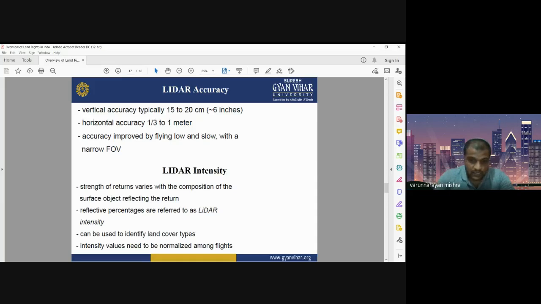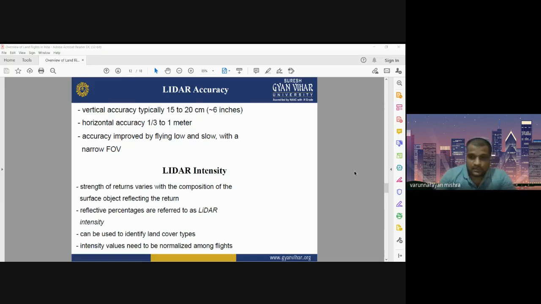You can see here the intensity values need to be normalized among the flights. Some objects have high reflectivity, some have low reflectivity, so we may have high or low intensity values. We need to normalize the intensity values to a certain range. It's not that one intensity value is very high and another is very low. You have to normalize it to have an average value during all the lidar scanning, during all the lidar mapping.